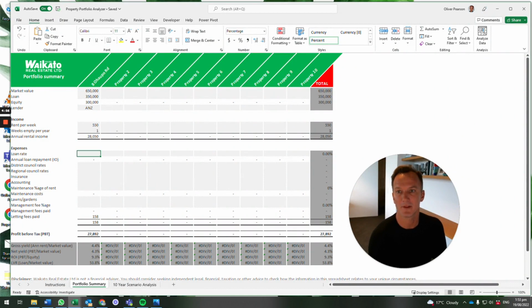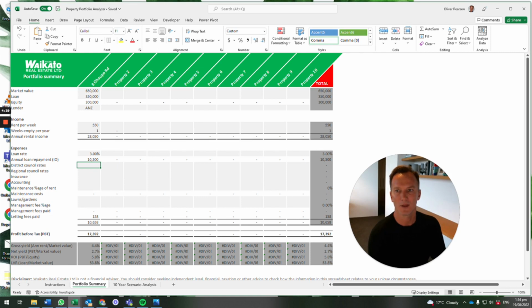So loan rate for this loan is going to be 3%. This got fixed a little while ago before interest rates exploded. So you can see our annual loan repayment there of $10,500. That's based on an interest-only loan.